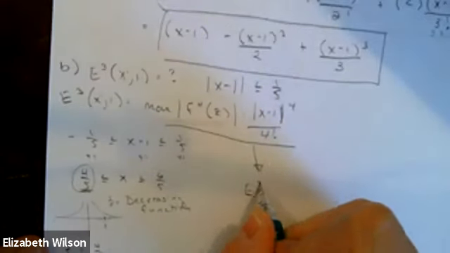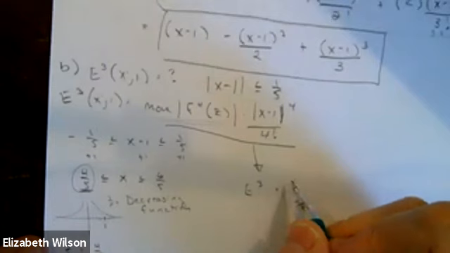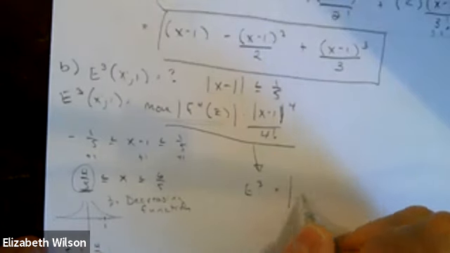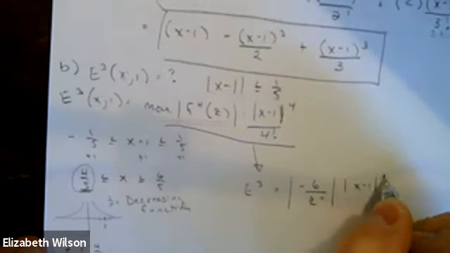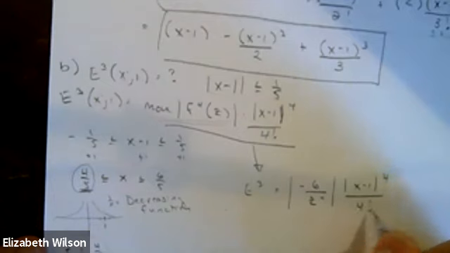So my max is going to look like the absolute value of minus 6 all over z to the fourth, times x minus 1 to the fourth over 4 factorial. Okay, so let's start plugging in here. We already chose z, so that's going to be minus 6 all over 4/5 to the fourth, times x minus 1 to the fourth over 4 factorial.